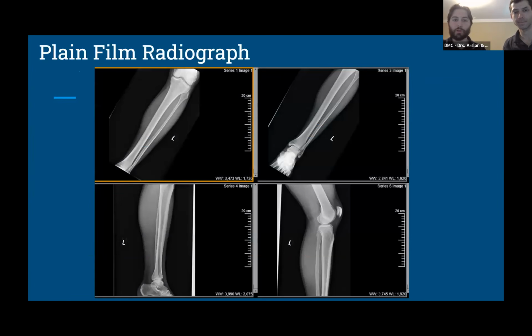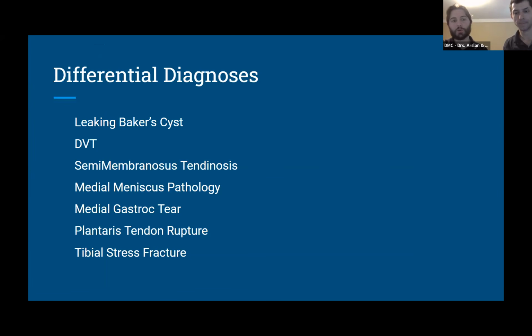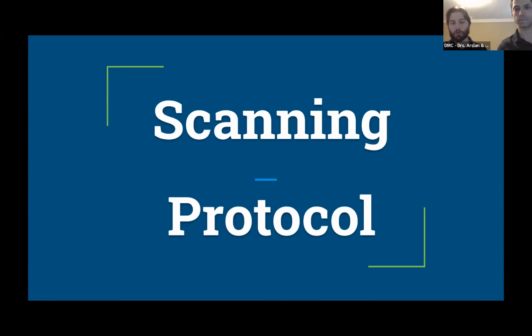We obtained plain film radiographs, and these were AP and lateral images of the left tib fib and left knee. These were normal without any fracture, dislocation, or soft tissue changes. So at this point, our differential was relatively broad, including a leaking or ruptured Baker cyst, DVT, pathology to the semimembranosus, medial meniscus, medial gastroc, plantaris tendon, or tibial stress fracture. So this is the time we got the ultrasound out and started our protocol.